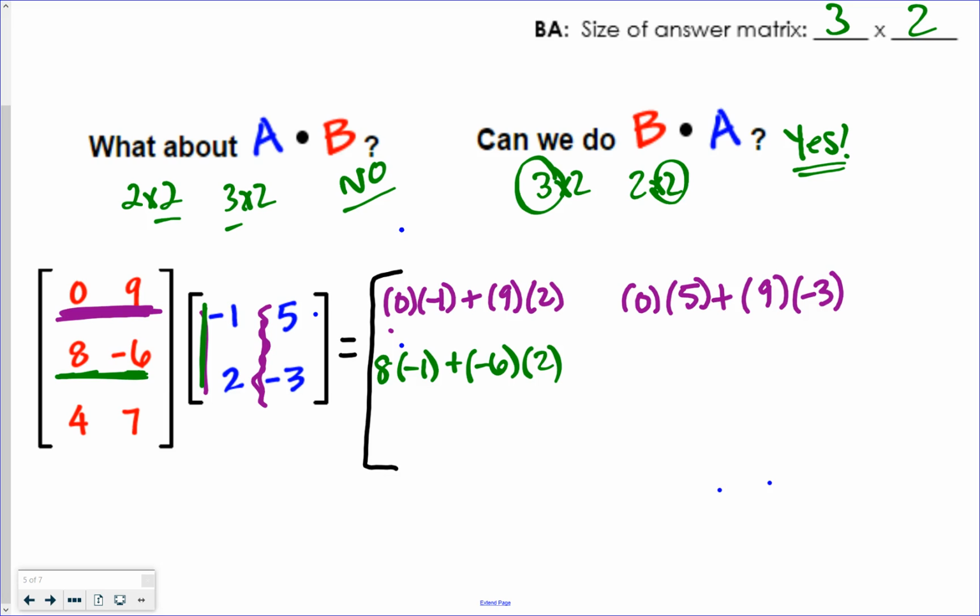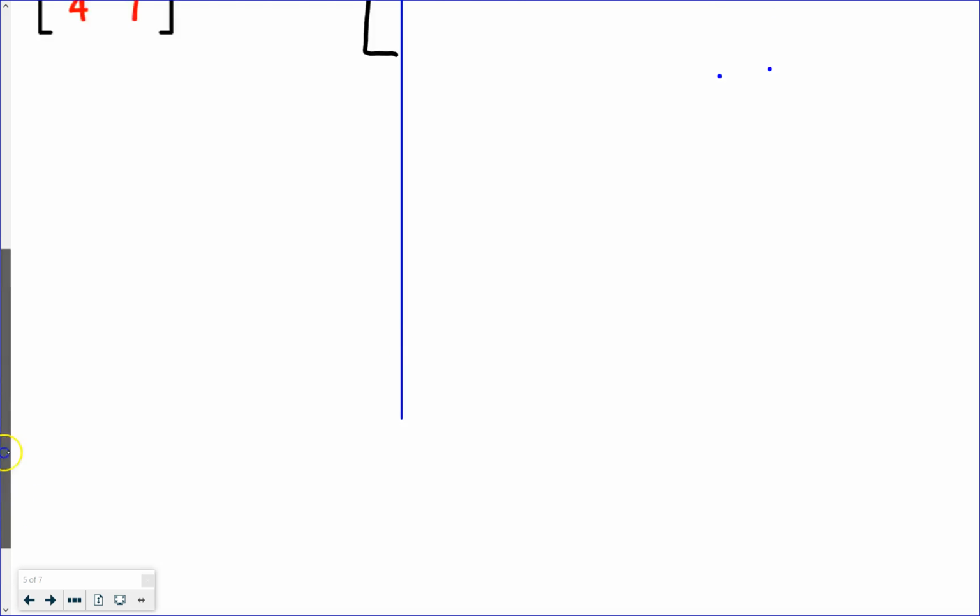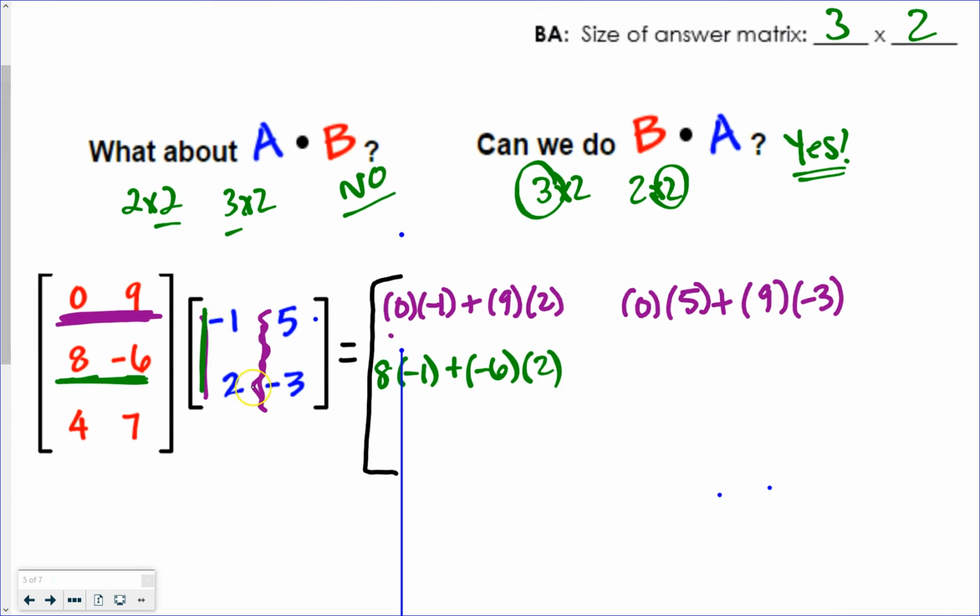So when I move over, because I need the piece from column 2, since I'm moving over in my answer, I got to move over in my original also. So I stayed in the same second row, so we're still using 8 and negative 6. But now we've moved on to column 2, which is 5 and negative 3. Okay? So now I've moved over.